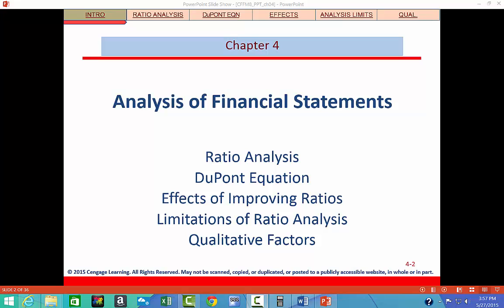Fourth, discuss why return on equity is the key ratio under management's control, how the other ratios impact return on equity, and explain how to use the DuPont equation for improving return on equity. And fifth, to compare a firm's ratios with those of other firms, which is called benchmarking, and analyze a given firm's ratios over time, which is called trend analysis.